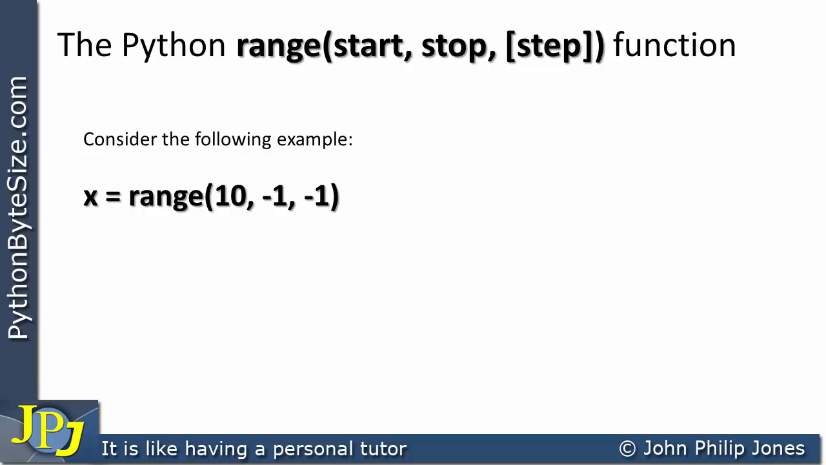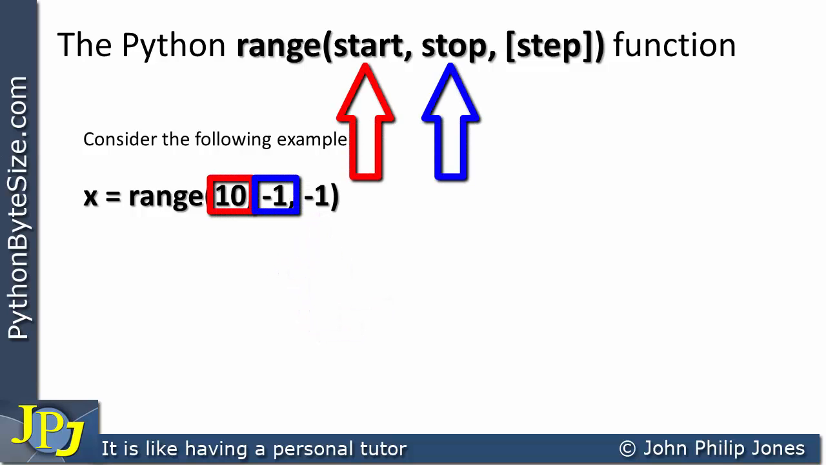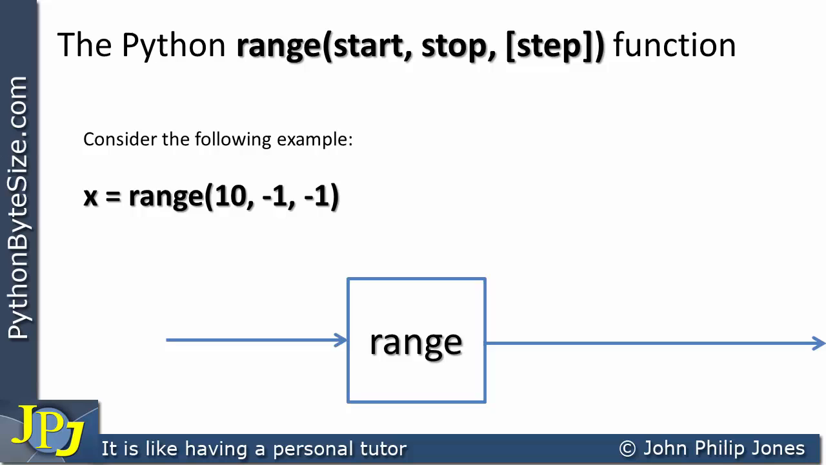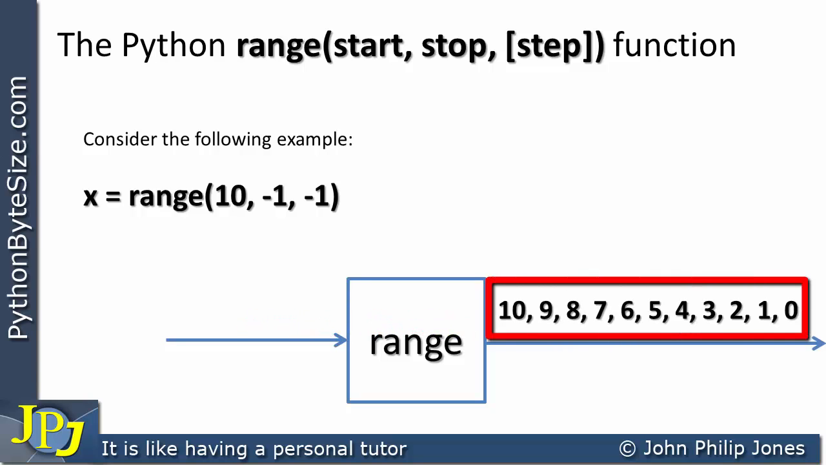Now, we have x assigned range, and in brackets you can see we have 10, -1 and -1. The 10 is the start value, the -1 is the stop value, and this -1 is the step. We're going to map this onto our schematic diagram of a function. Essentially we're going to be passing these in to the function, and the function is going to give us this out. It's going to give us 10, 9, 8, 7, 6 all the way down to 0.